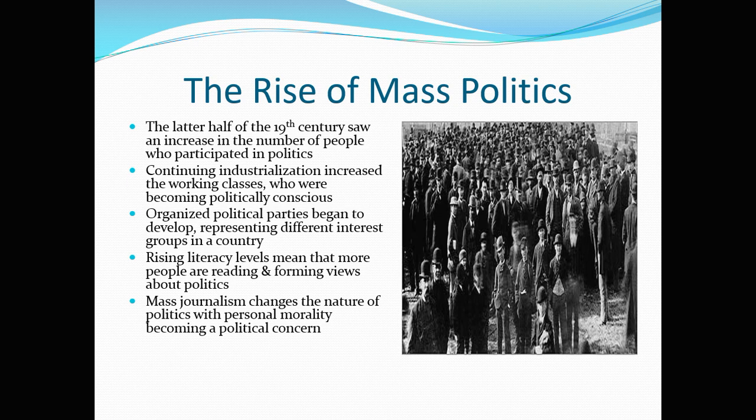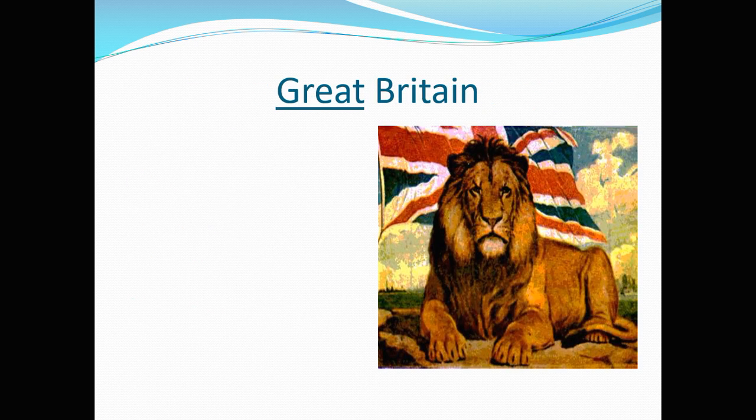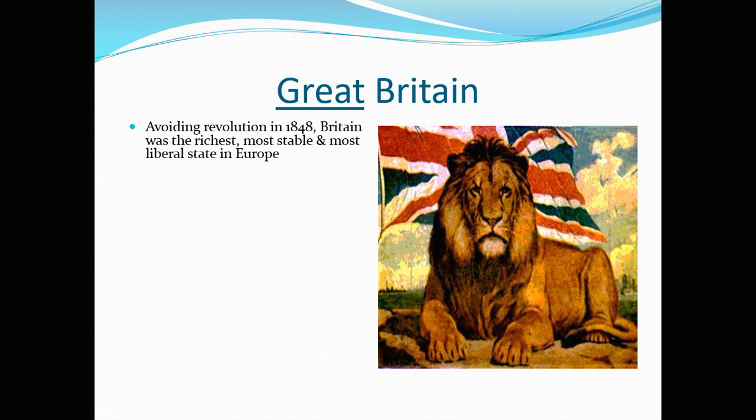So of the two countries we're going to look at today, we'll begin with the United Kingdom, Great Britain. I have great underlined here because in the 19th century, the United Kingdom was very aware of the fact, or at least most citizens believed, it was the greatest country in the world. Britain had avoided any kind of political revolution in 1848. And the United Kingdom was basically the richest, most stable, and most liberal state in Europe.